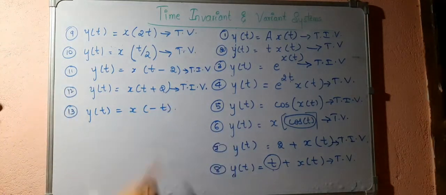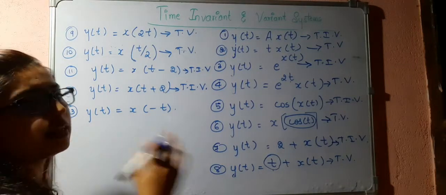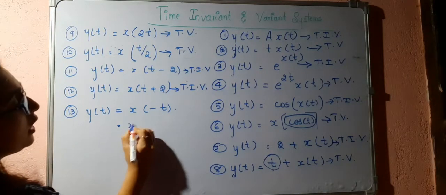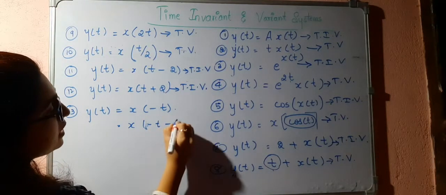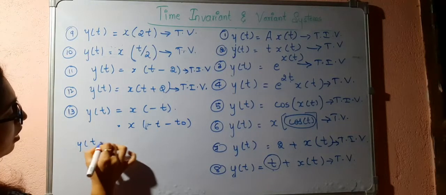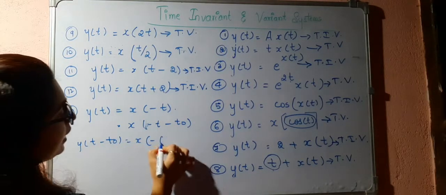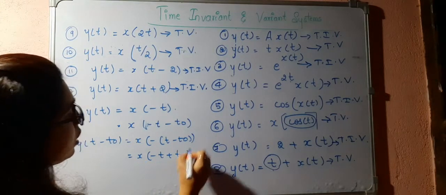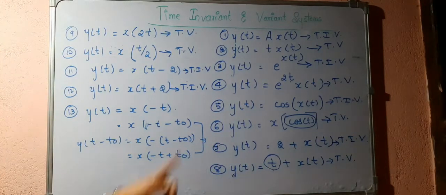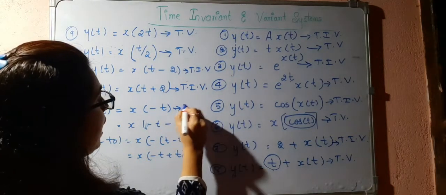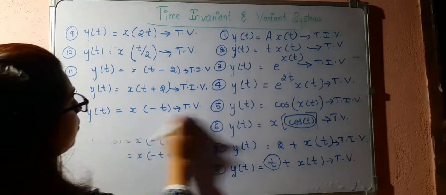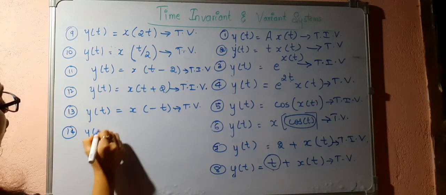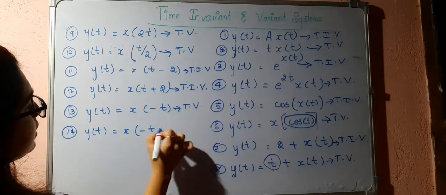x of minus t is nothing but the reversal operation performed on the signal. So if I am passing this through the delay, I will get minus t minus t naught. If I pass the output through the delay, I will be getting t minus t naught, which is equal to x of minus t plus t naught. So these both are not equal. So this is the time variant system. Okay. Time variant system.